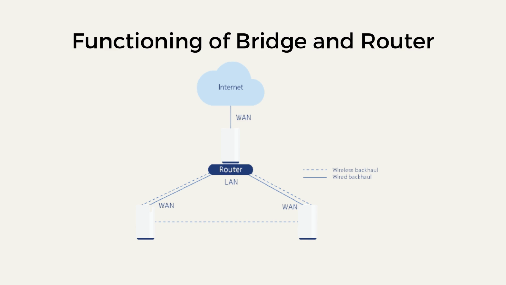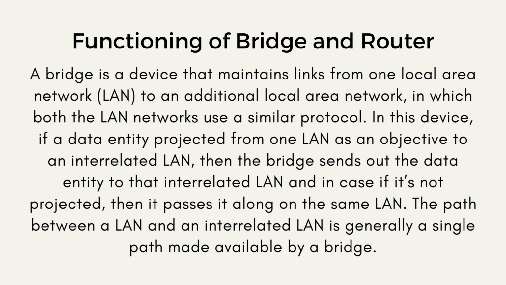Functioning of bridge and router. A bridge is a device that maintains links from one local area network (LAN) to an additional local area network, in which both the LAN networks use a similar protocol. In this device, if a data entity is projected from one LAN to an interrelated LAN, then the bridge sends out the data entity to that interrelated LAN, and in case it's not projected, then it passes it along on the same LAN. The path between a LAN and an interrelated LAN is generally a single path made available by a bridge.